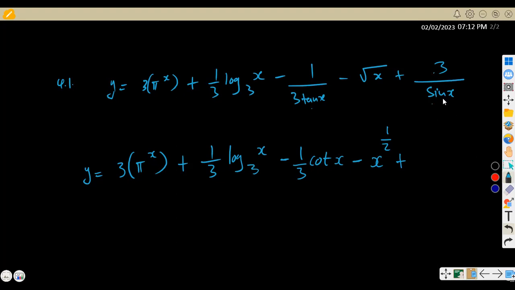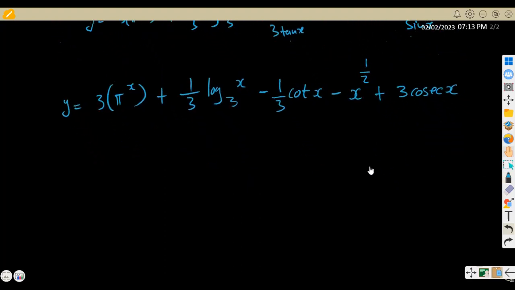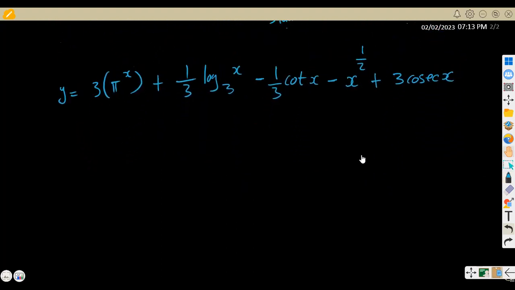Remember, 1 over sine is the same as cosec. So this is going to give us 3 cosec of x. All right, so we have written this in a format that we can actually differentiate each. So let's start with the first one. How are we going to differentiate these guys? Which rule are we going to apply here?